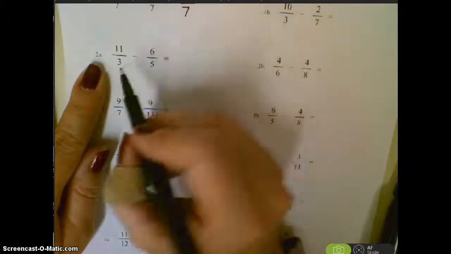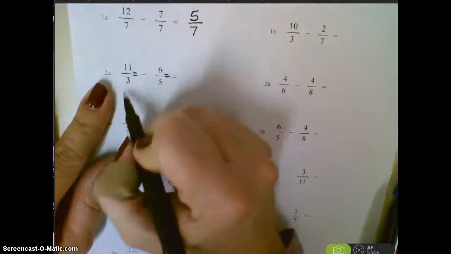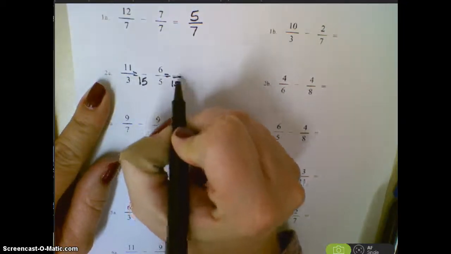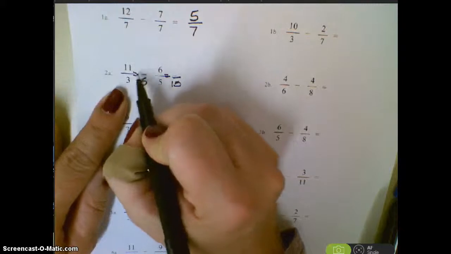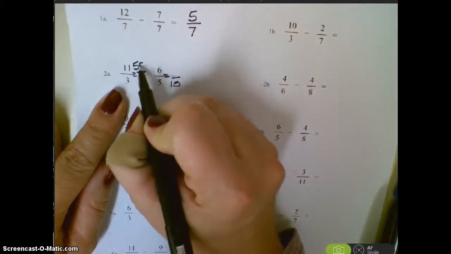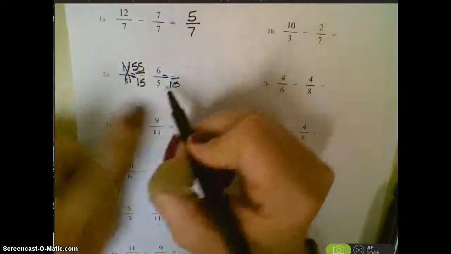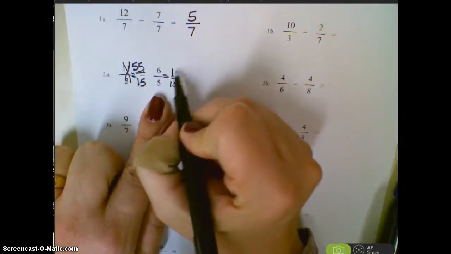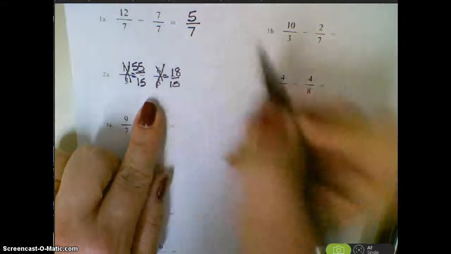Moving down, this is the one that we did in class together. We switched these. We found equivalent fractions. We decided these would be better off as 15s for a common denominator. And we did times 5. 3 times 5 is 15. So we changed this to 55 fifteenths. And this one we did 5 times 3 is 15, and 6 times 3 is 18. So we call that 18 fifteenths.